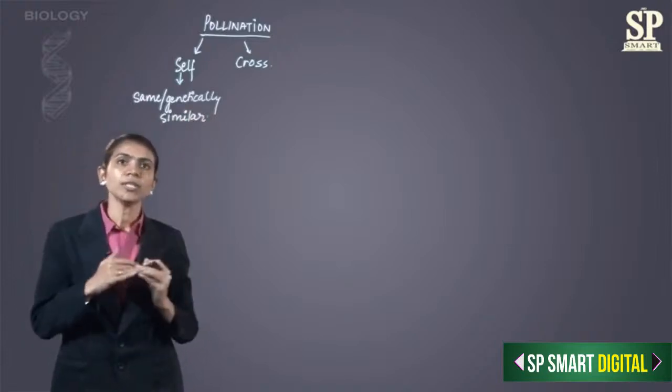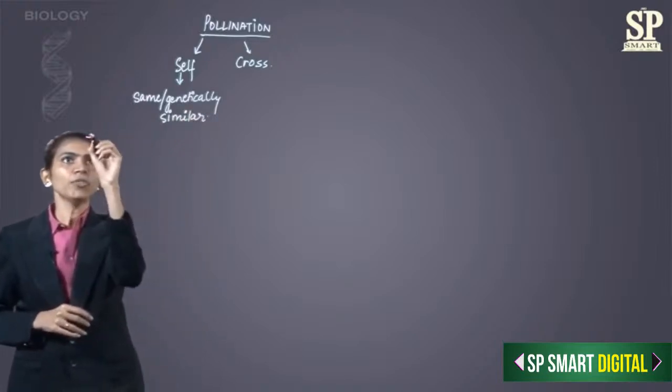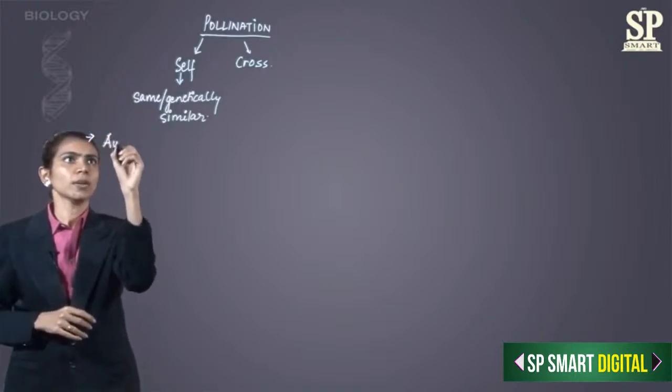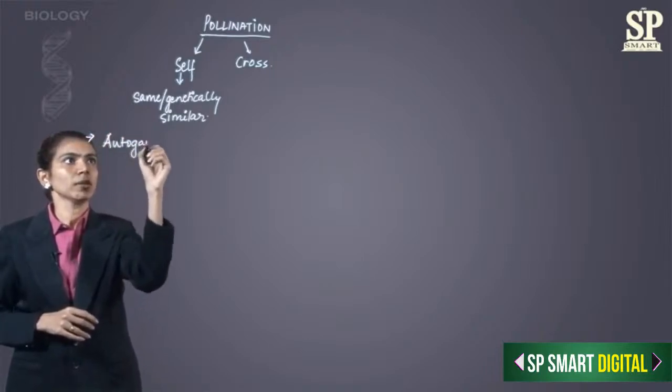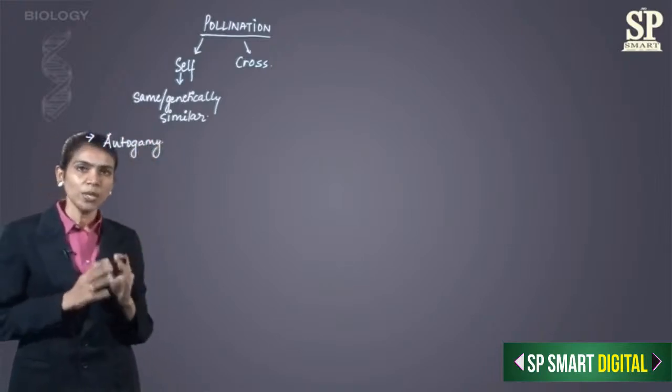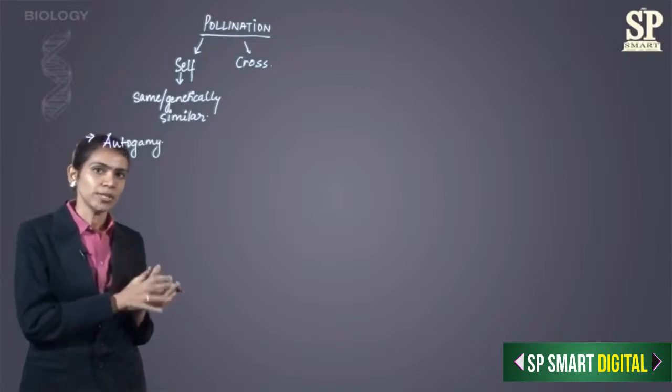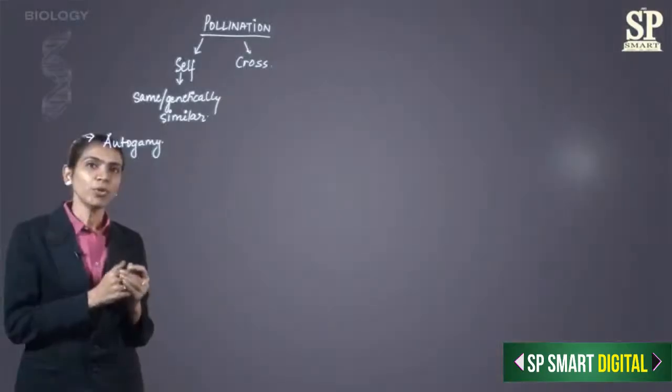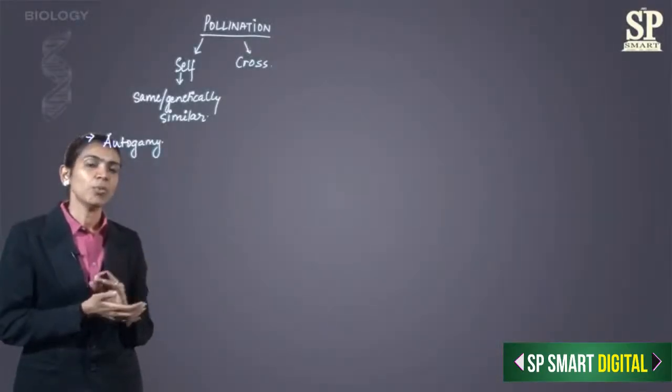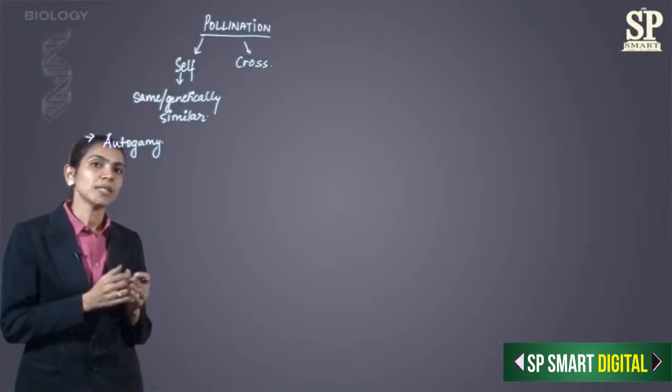Further, self-pollination is again of three types. The first one is called autogamy. Autogamy means when the pollens are deposited to the stigma of the same flower. For self-pollination to occur, the pollen release and the stigma receptivity have to be in synchronization, means they have to occur around the same time.